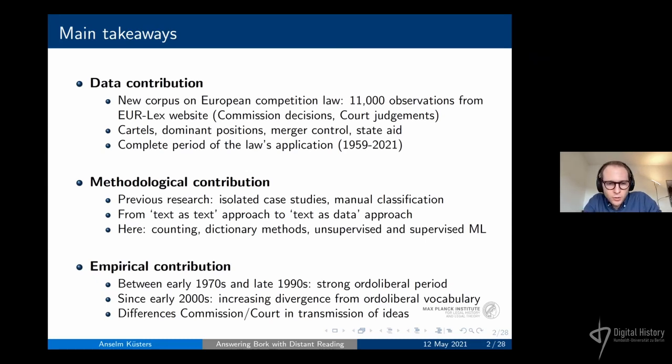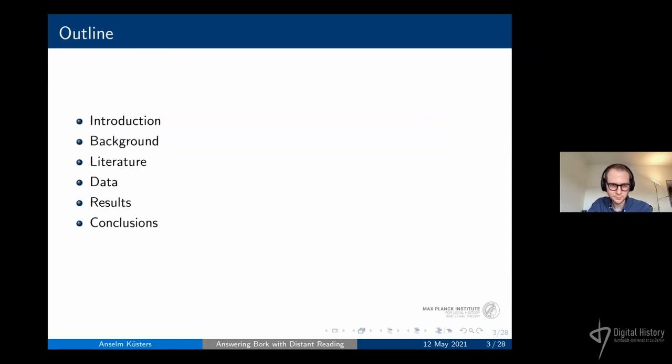And what is also interesting for lawyers, I guess, is that there's also a difference in the commission's arguments and in the court's arguments. And we can also capture this with these digital humanities methods. And I will argue that the commission was much more inclined to this neoliberal shift, whereas the court seems to be more traditional in its semantics and stays for a longer time in this realm of ordoliberal concepts.